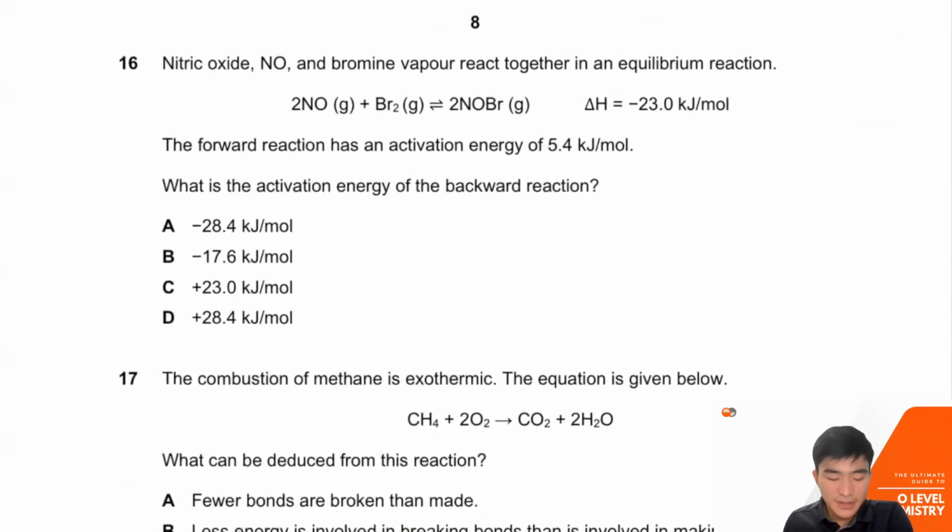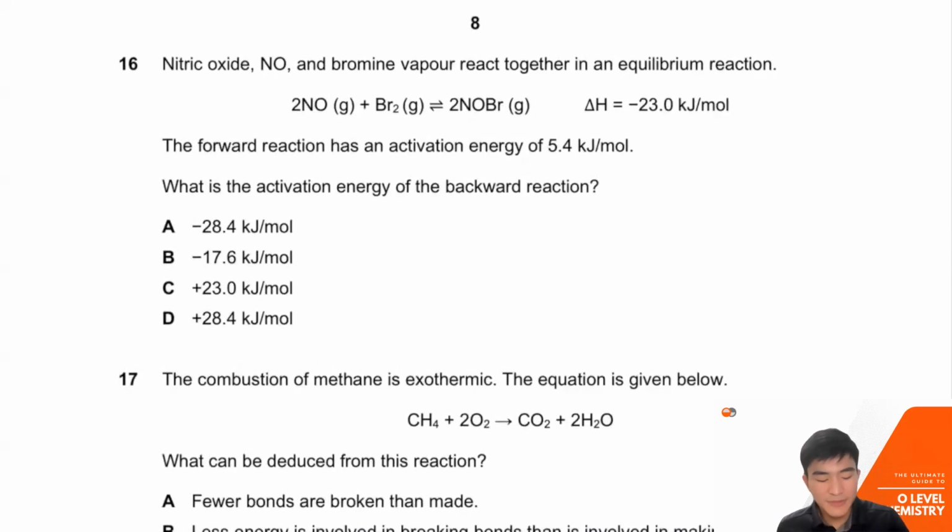Okay, question number 60. Nitric oxide and bromine vapor react together in an equilibrium reaction. So this question is testing energetics again. You have a delta H, right? So you can see in this case, we are looking at nitric oxide reacting with bromine to give you NOBr. The forward reaction has an activation energy of 5.4 kilojoules per mole.